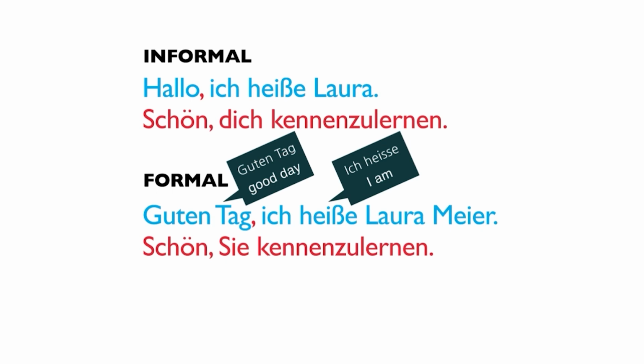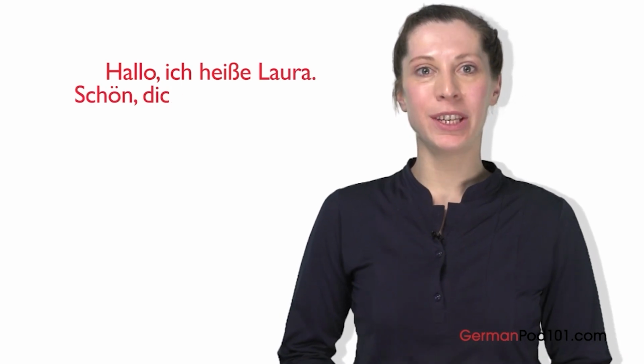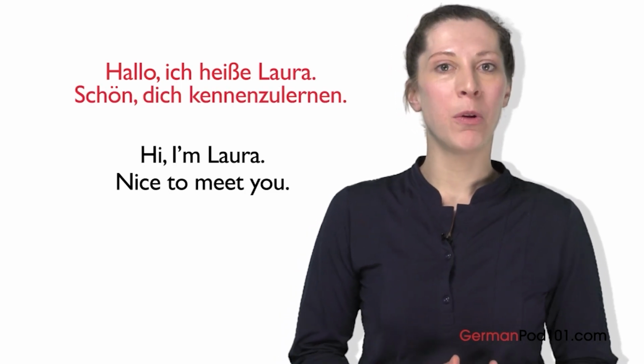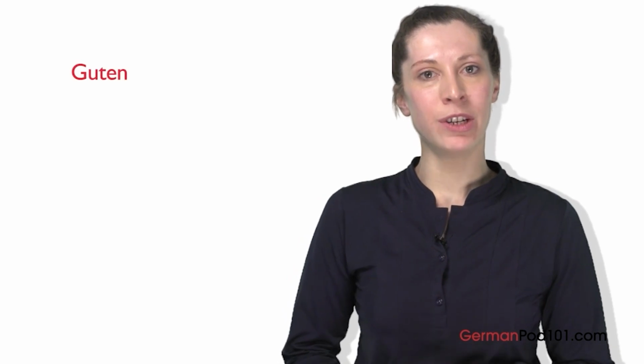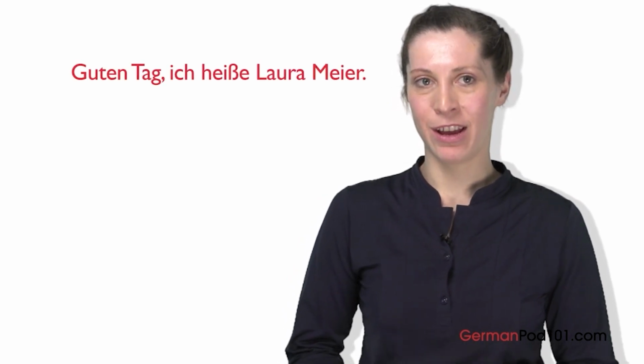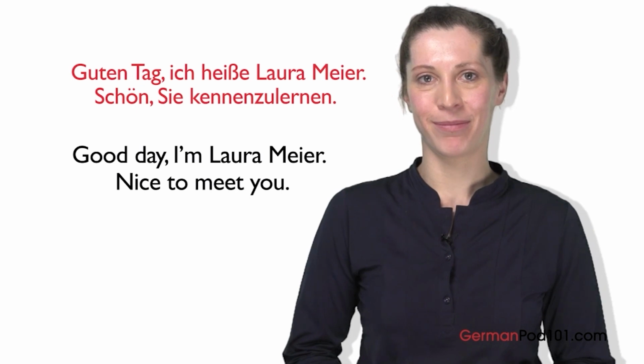Finally, pay attention to the ending. We went from dich kennenzulernen to Sie kennenzulernen. What is changing is the German word for you. In a formal sentence, we use the more polite word Sie. One more time. The informal way to introduce yourself in German is Hallo, ich heiße Laura. Schön, dich kennenzulernen. The formal way is Guten Tag, ich heiße Laura Meyer. Schön, Sie kennenzulernen.